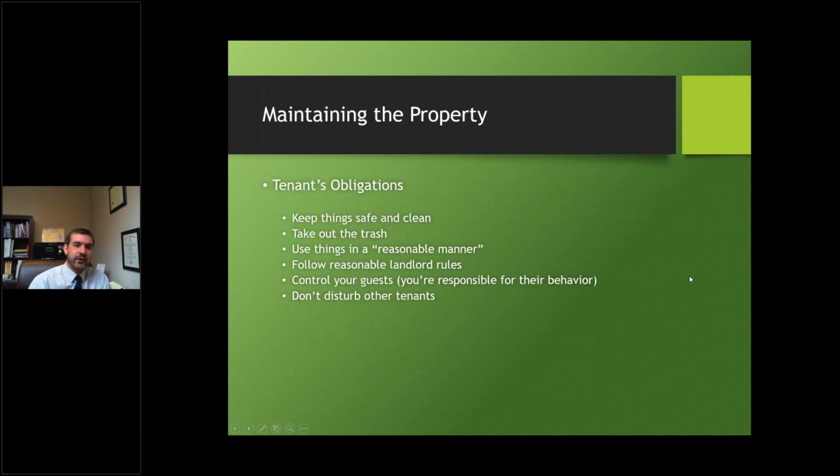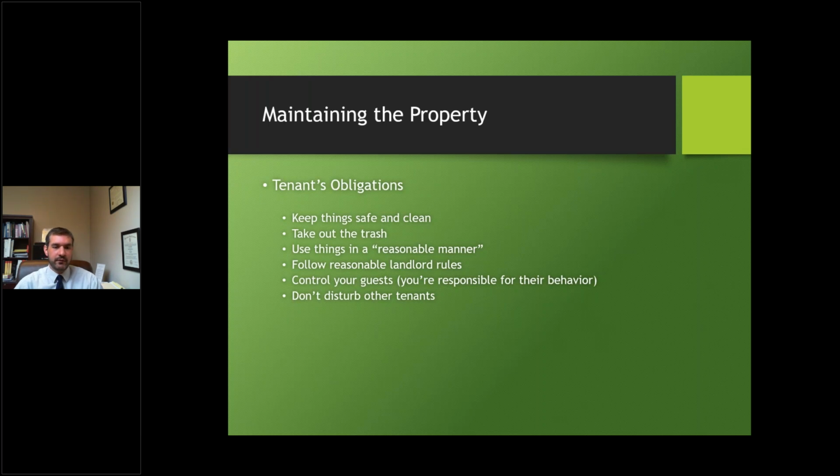Now, the tenant also has obligations. The tenant has an obligation to maintain cleanliness and the safety of the property, take out the trash, just generally be reasonable. That's a term that you'll hear a lot in the law. Are you acting reasonably? You have to follow reasonable rules of the landlord.